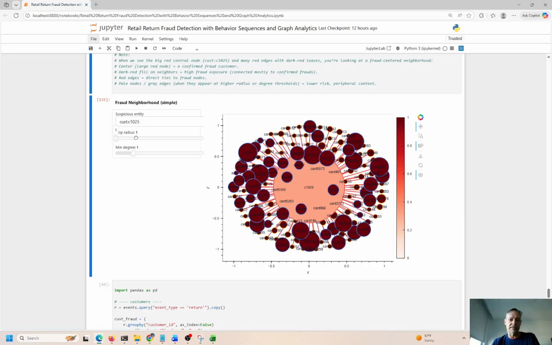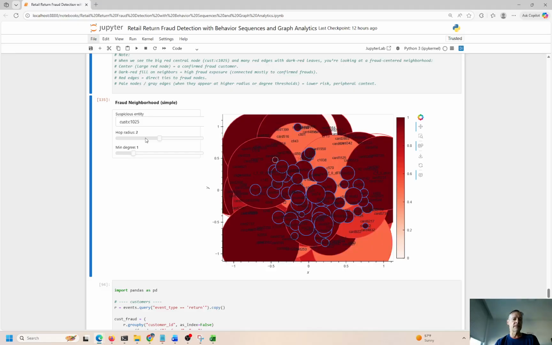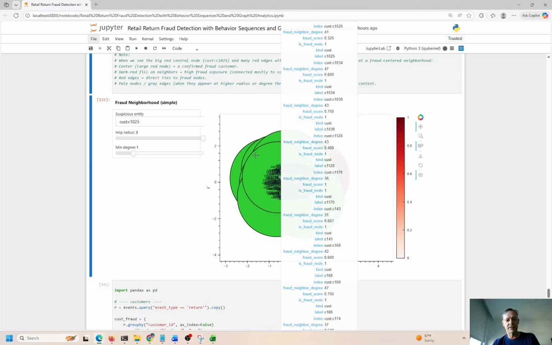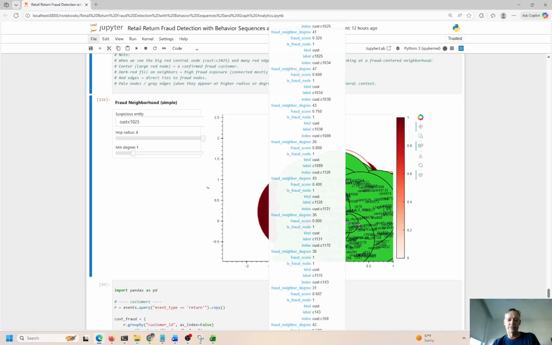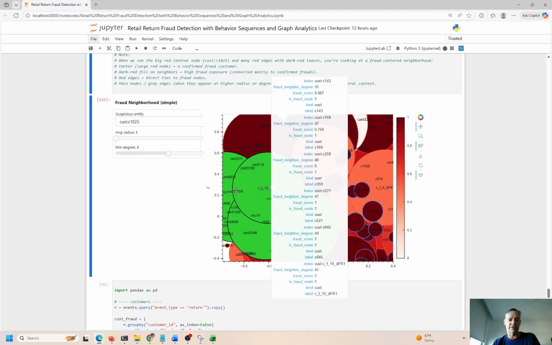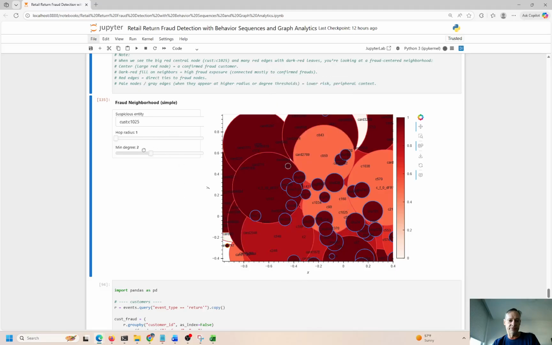And we can change the hop radius. The hop is moving from 1 to 2 to 3 or more different individuals, right? They can move these items among a bunch of different people and try to confuse the retail outlet about what's really happening. And this is the minimum degree of the connection between the fraudsters. So you can change this to look for different relationships or different patterns in the network graph.